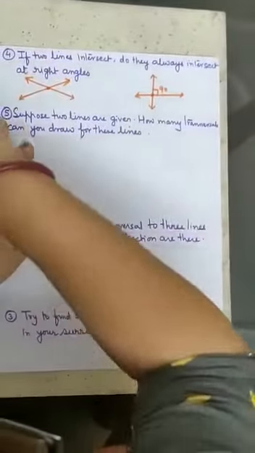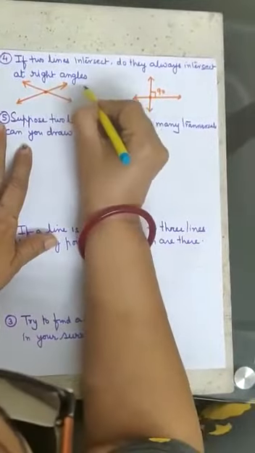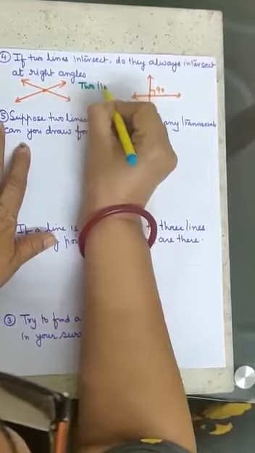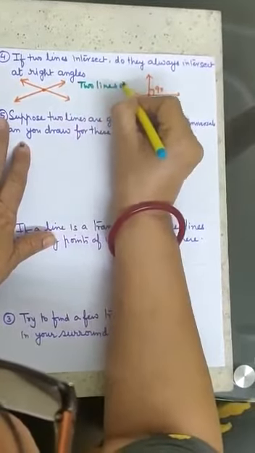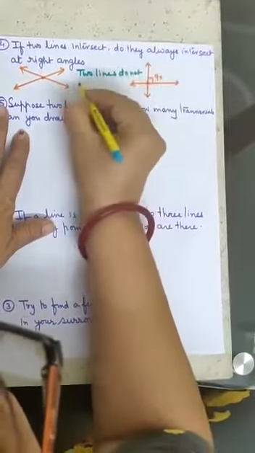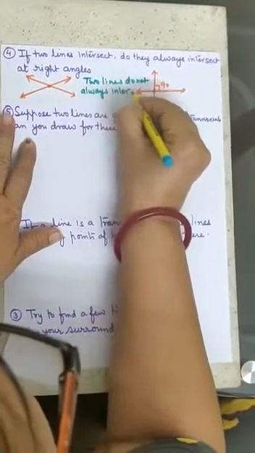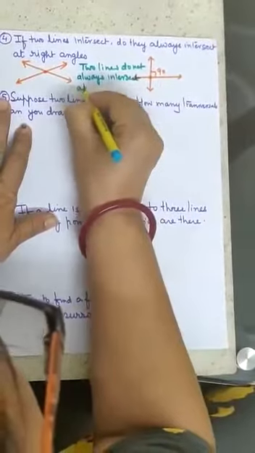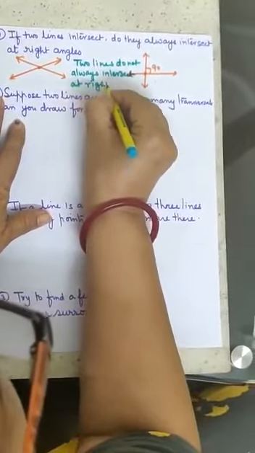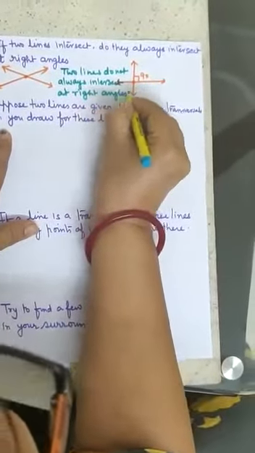So we say that two lines do not always intersect at right angles.